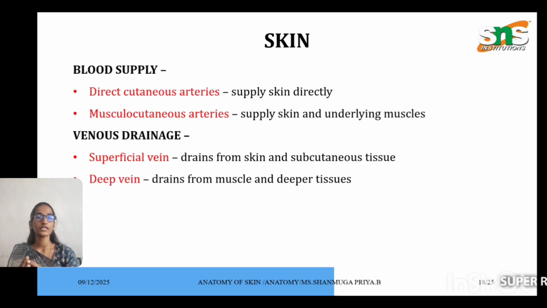Next, the skin's blood supply, venous drainage as well as nerve supply. Basically the skin is supplied by 2 main arteries, the direct cutaneous artery as well as the musculocutaneous artery. The direct cutaneous artery supplies mainly the skin directly, and the musculocutaneous artery supplies skin and underlying muscles. The venous drainage is done by superficial veins as well as deep veins. Superficial veins drain the skin and subcutaneous tissue, while deep veins drain the muscle and deep tissues.